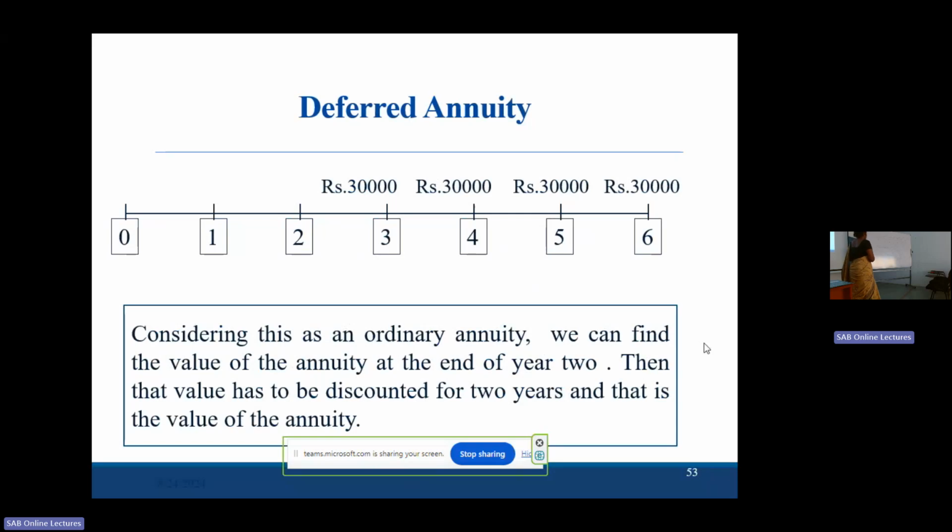This is the present value of annuity formula, right? You can remember the present value of annuity formula: 1 minus 1 plus r to the power minus n, divided by r. You can also take 1 over 1 plus r.